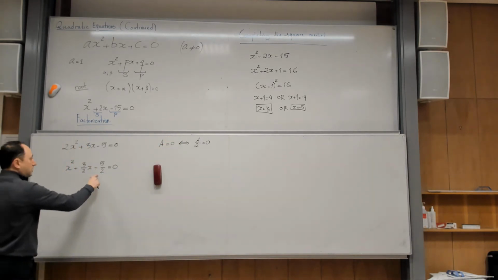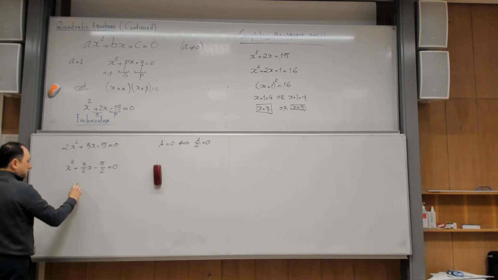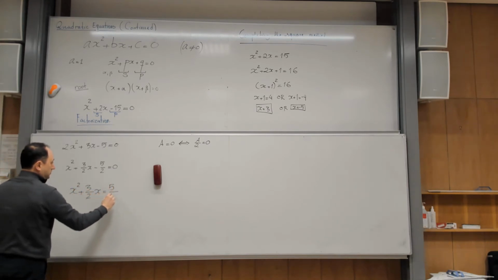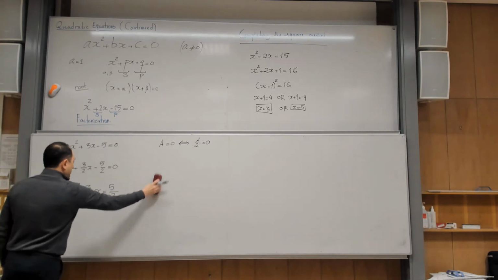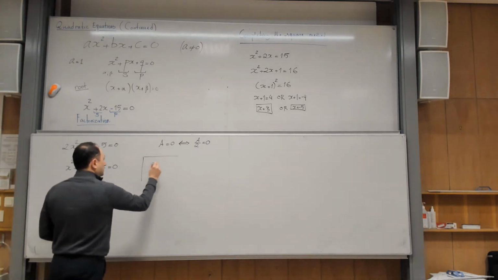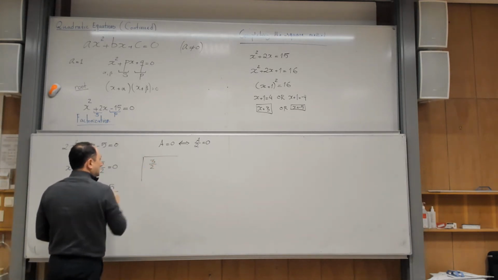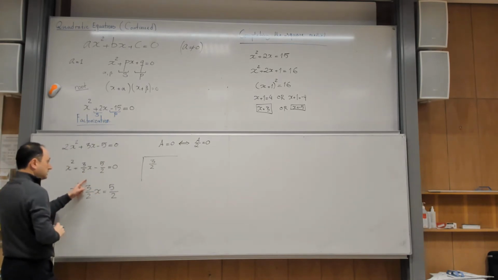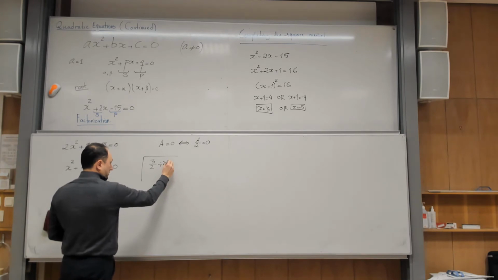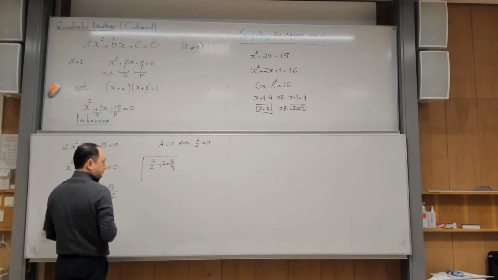I move minus 5 over 2 to the other side. It becomes positive 5 over 2. Then I have to find the number so that when I add it to both sides, the left-hand side becomes a squaring pattern. And I told you the rule of thumb. What is that? If you want, you can go to scratch paper. You have this number, whatever it is. You divide it by 2. What is the number? It is 3 over 4.